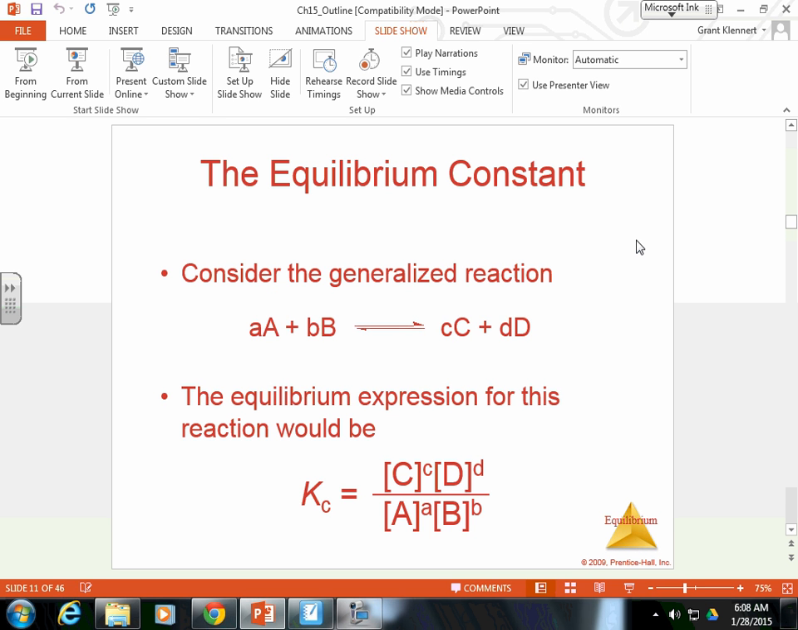So in general, if we have a reaction here, aA plus bB yields cC plus dD. The little letters representing the coefficients, the larger letters representing the actual concentrations of compounds. We can take the concentration of our products to the exponent of the coefficient divided by the concentration of our reactants, again, to the exponent of our coefficients. And that is how we're going to express Kc.